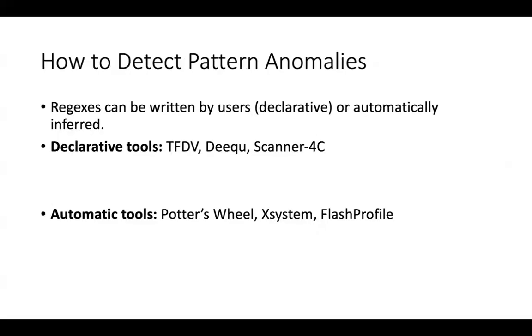So how do we detect pattern anomalies? Of course, because data is very important to software engineering and also machine learning, many people have worked on detecting pattern anomalies to enhance the quality of their databases. Regular expressions are one of the main ways to match and detect pattern anomalies. Regular expressions can be written by users or automatically inferred. For example, we have the declarative tools such as TF-DV, DQ, and Scanner4C. Scanner4C is not that declarative, but it requires human labeling.